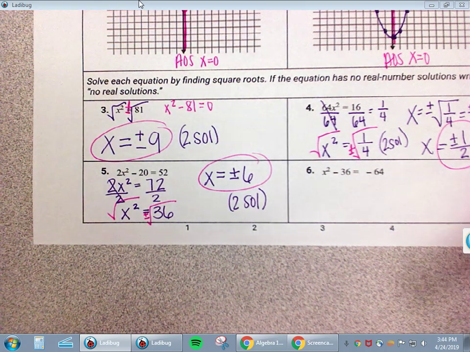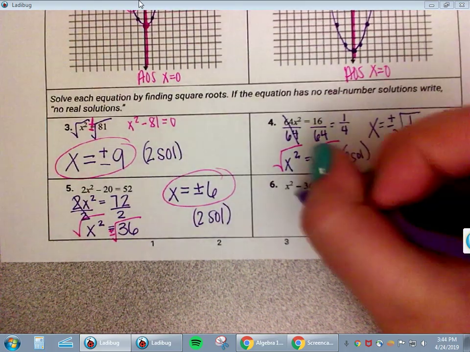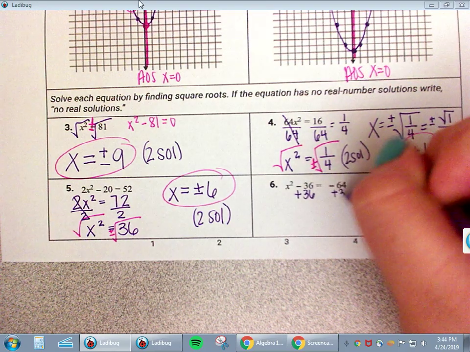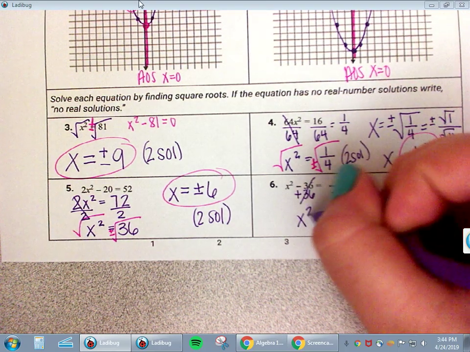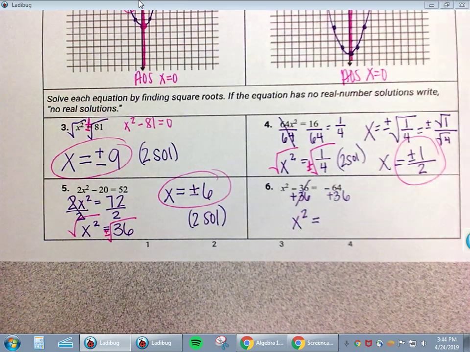Last one, let's add 36 to both sides to get that by itself. We've got x squared equals 36 minus 64 should be 42. No, sorry. Struggles are real.